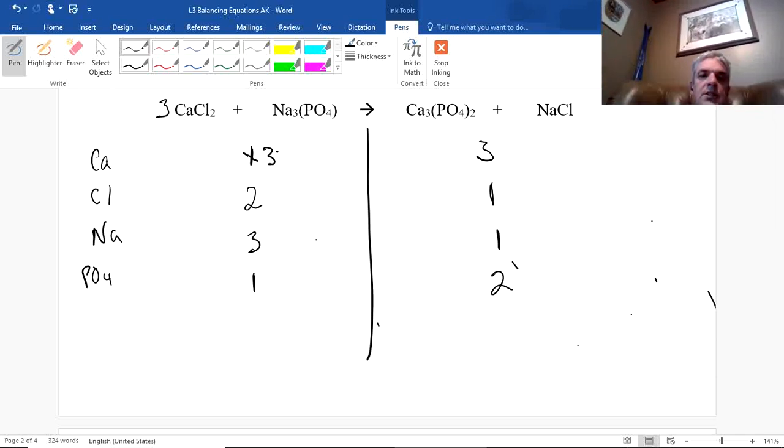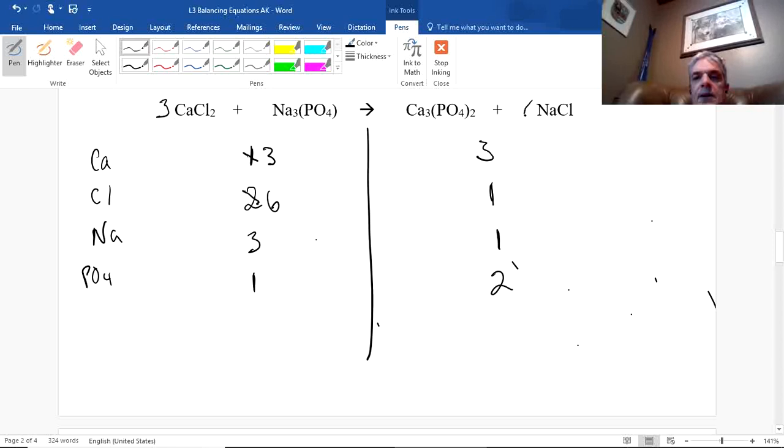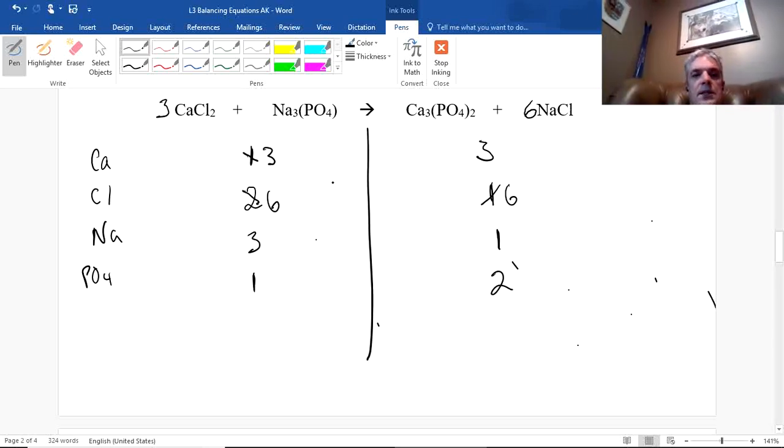Oh no, that changed my chlorine. Well, let's do our chlorine. Now I have 3 times 2 chlorines. That's going to be 6. And my chlorine's not balanced here. So to balance this with 6, I'm going to have to add 6 here. And that's going to be 6 now. So 6 chlorines and 6 calciums.